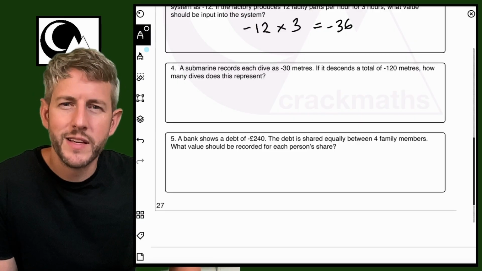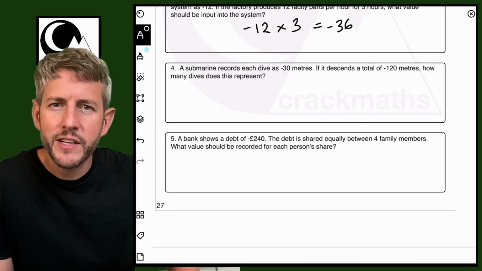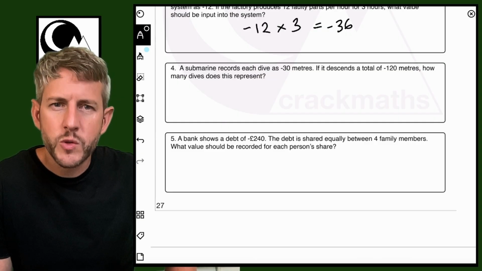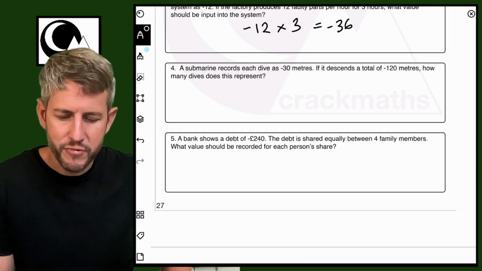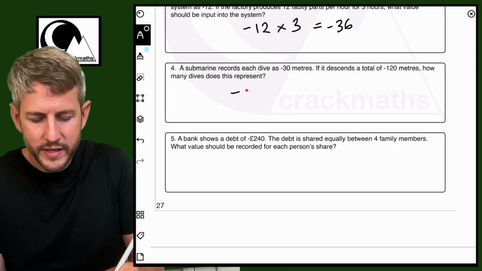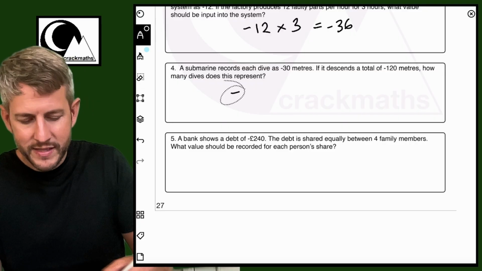Right, let's have a look at question 4. Question 4 says, a submarine records each dive as -30 metres. If it descends a total of -120 metres, how many dives does this represent? Okay, so we can do -20. Well, -20. Let's say one dive.